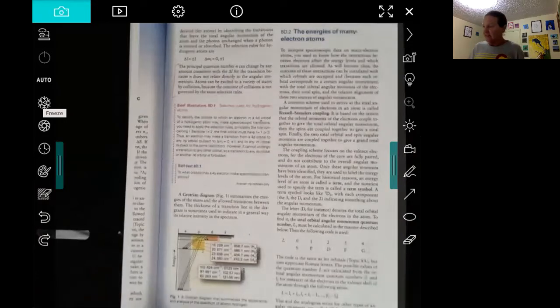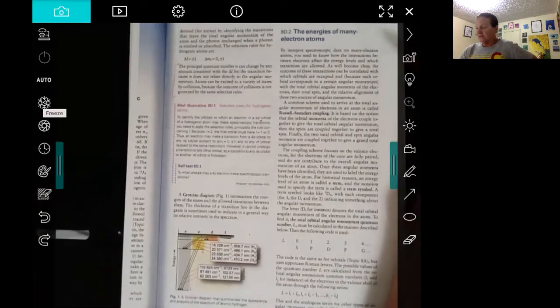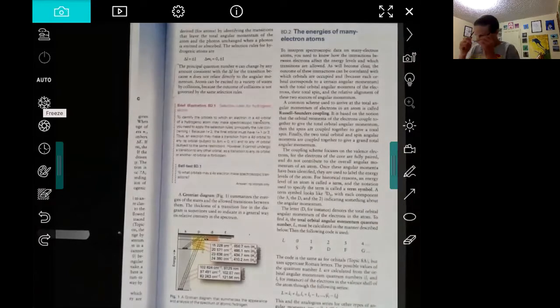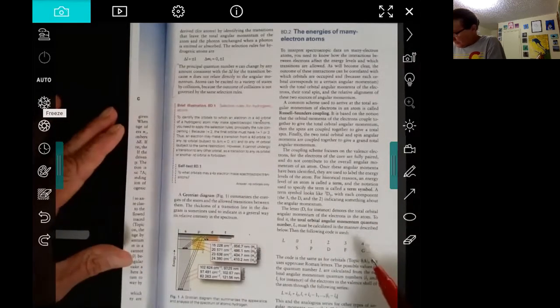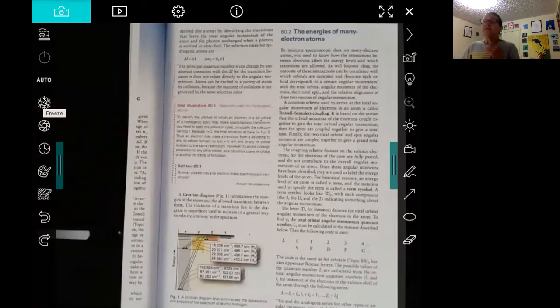Now when we look at many electron atoms, things are going to get more complex, and we are going to think about the energies, and we're going to call them terms. So a term is the states the electron would start in, and then the state that the electron would finish in.